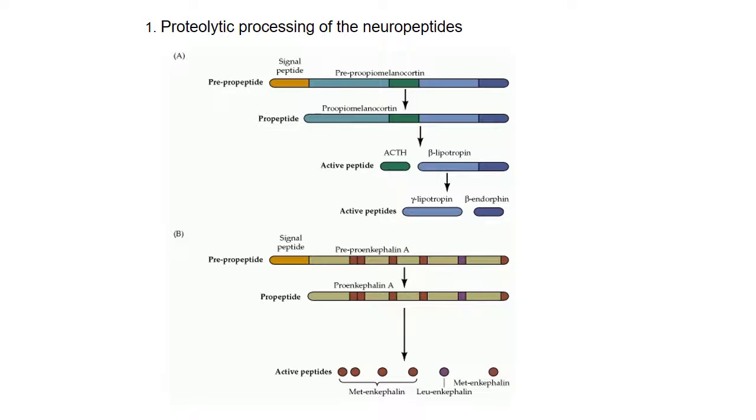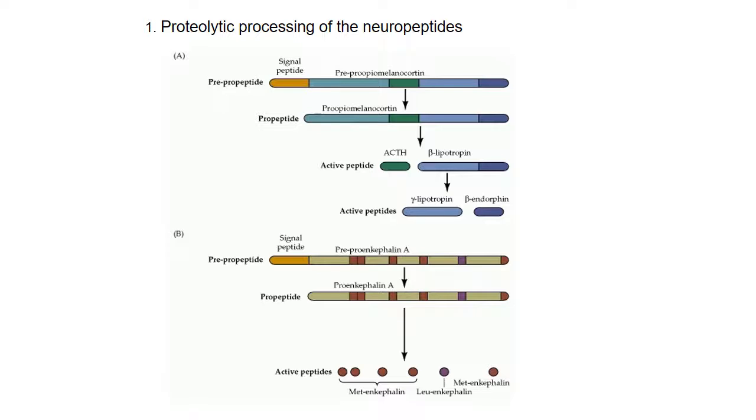In addition to this complexity, you may lack some peptidases. So, for example, if you start with proopiomelanocortin, presented here in A, you may end up with ACTH or beta-lipotropin. But if you have an additional peptidase, or if the cutting sites are free, you may end up with gamma-lipotropin and beta-endorphin secreted from these vesicles.